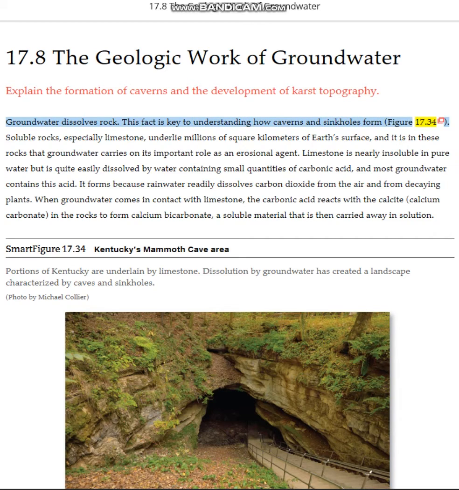Figure 17.34. Soluble rocks, especially limestone, underlie millions of square kilometers of Earth's surface, and it is in these rocks that groundwater carries on its important role as an erosional agent. Limestone is nearly insoluble in pure water but is quite easily dissolved by water containing small quantities of carbonic acid, and most groundwater contains this acid. It forms because rainwater readily dissolves carbon dioxide from the air and from decaying plants.